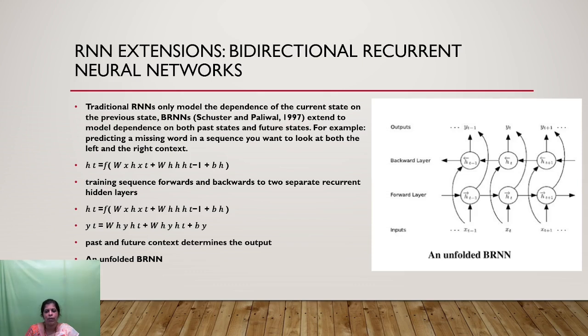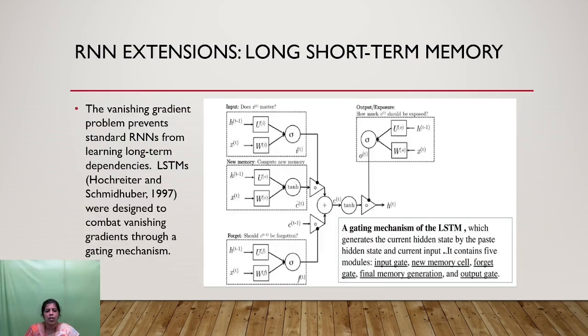And next week we'll be seeing, before that, the bidirectional recurrent neural network. So this is one more type. Here we'll have two types of layers. That is, the training sequence both forward as well as backward, and we have two separate recurrent neural layers. That is, the past as well as the future context will determine the output.